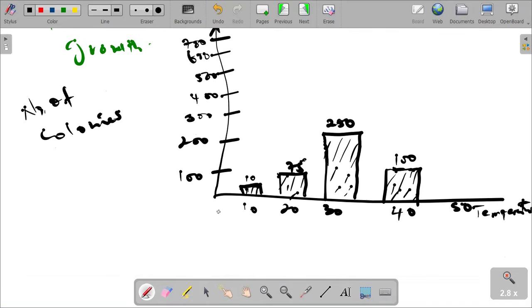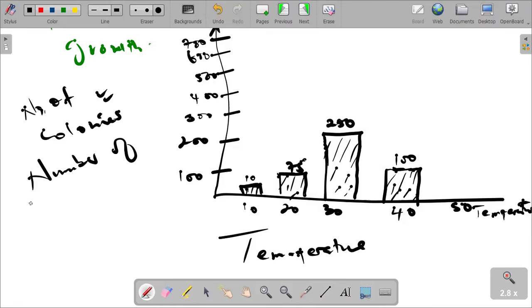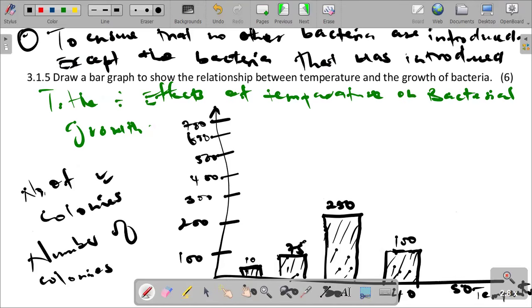We are saying temperature, which we can put here again, and then number of colonies is there. That's what happens with our graph. A graph must have a title, which is given there. A graph has a title, yes. The title is there.